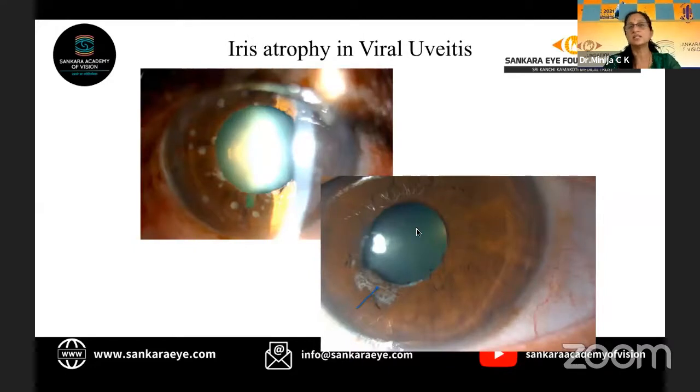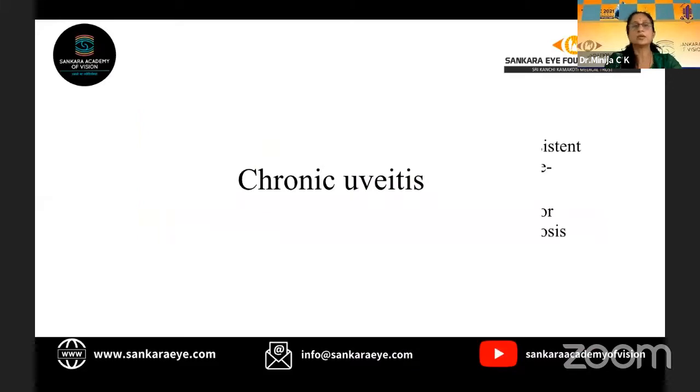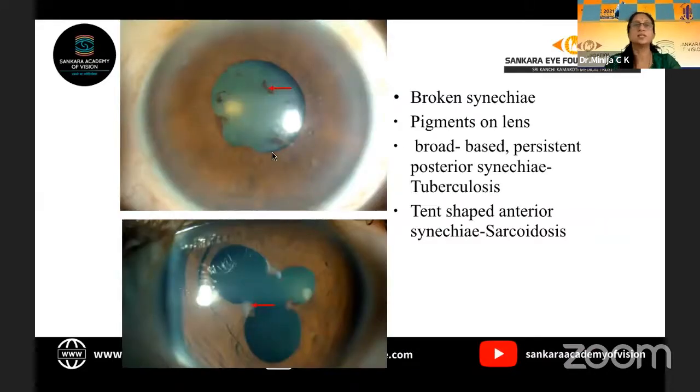The other change in the iris is atrophy. You can have a segmental or focal iris atrophy, or you can have diffuse iris atrophy, which is characteristic of a viral uveitis. So coming to chronic uveitis, what are the terminologies? The important one is a broken synechia, which shows that the patient had a recurrent attack or persistent uveitis.